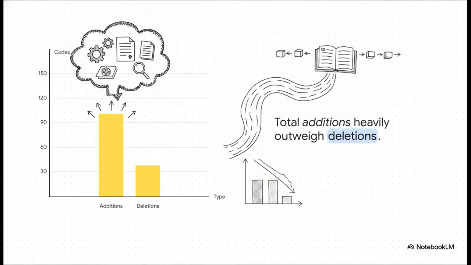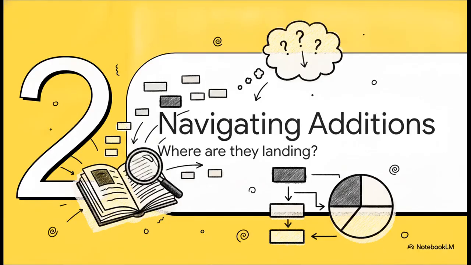The macro view here is pretty clear. The 101 additions heavily outweigh the 38 deletions. That means your overall code set is expanding, not shrinking. Because of this volume of change, your primary job right now is really about absorbing the new stuff rather than just forgetting the old. Moving right along to Section 2, Navigating the 101 Additions.